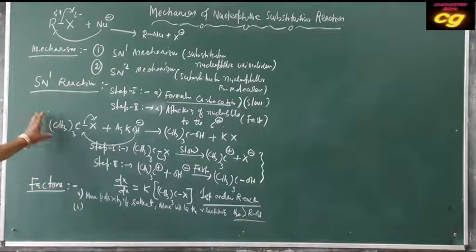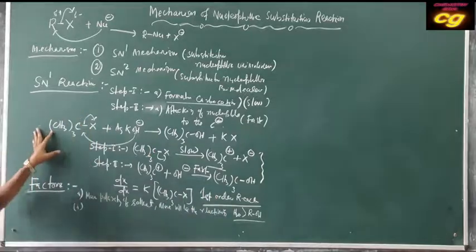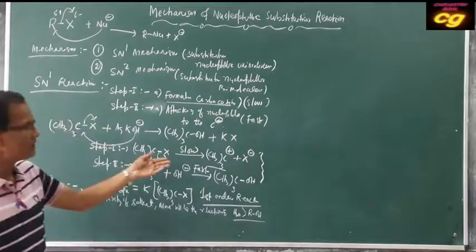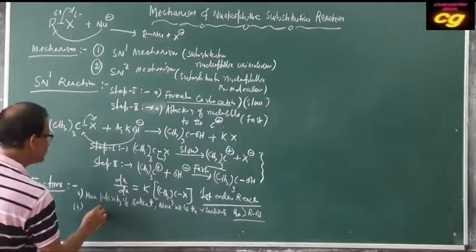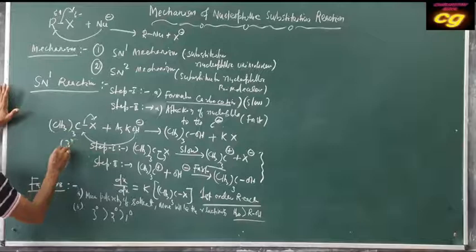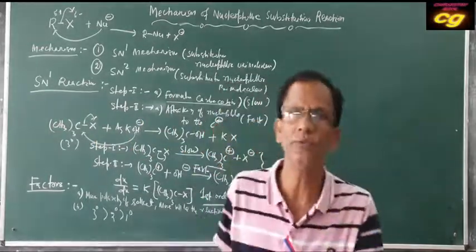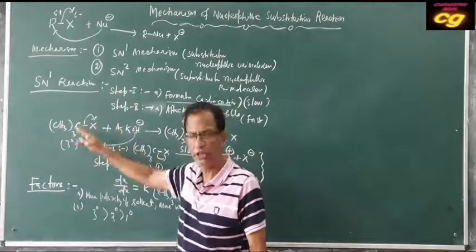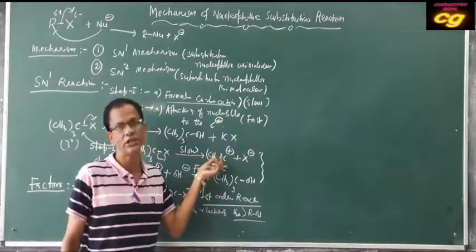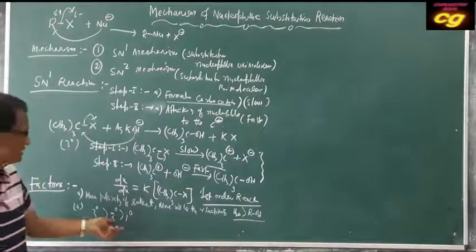the nature of haloalkane. Remember, the first step is the carbocation formation step. So the stability of carbocation, you already know: tertiary is greater than secondary, greater than primary. If the haloalkane is tertiary, then the carbocation formed will be a tertiary carbocation, which is more stable. That's why if the haloalkane is tertiary, the SN1 reaction will be faster, because from tertiary haloalkane you get tertiary carbocation. We know the stability of carbocation is tertiary, greater than secondary, then primary.